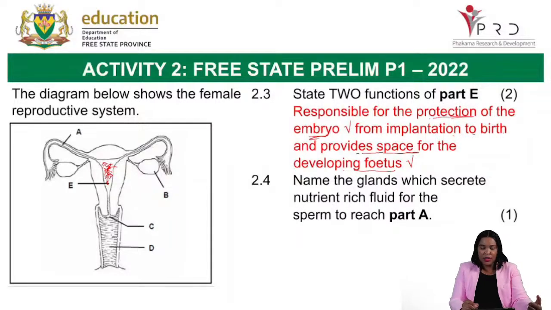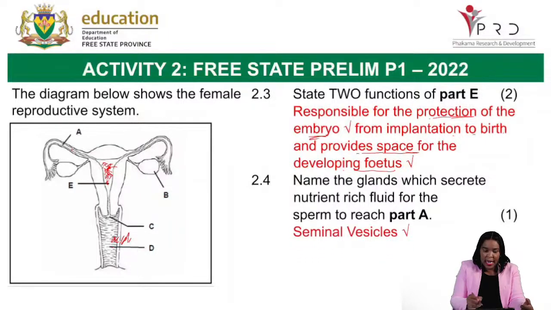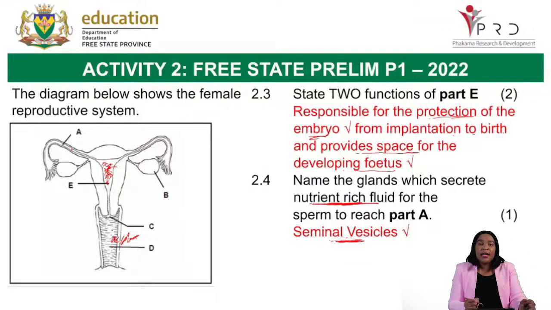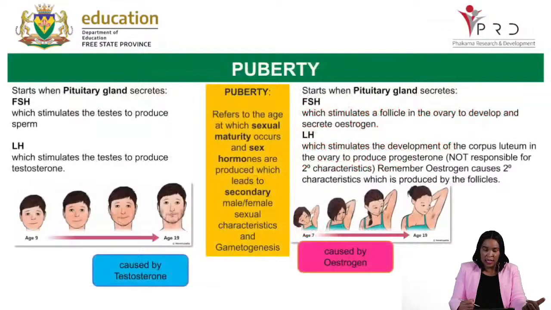Now, name the gland which secretes nutrient-rich fluid for sperm to reach part A. So we want sperm to come here. And remember here, it is acidic. So which gland is going to release that nutrient fluid? It is the seminal vesicle. Now, it did not have anything to do with the acidity, but they wanted the nutrient rich. Remember that fructose that we've spoken about. So it is secreted by the seminal vesicles in the males, in the male reproductive system, not in the female. So they are intertwined because this is where fertilization takes place. This is how fertilization takes place.